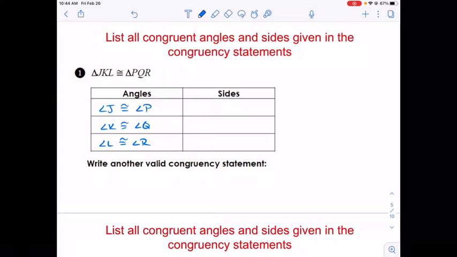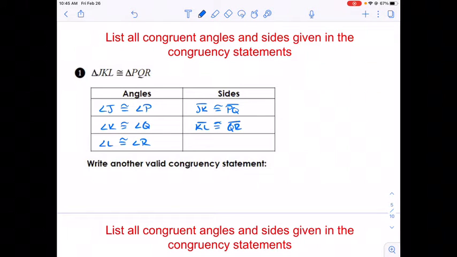Now the sides, just like before, we can take the first 2 letters, so JK is going to be congruent to the first 2, which is PQ. And then the last 2, KL, congruent to QR. And it's important that we list these in the right order. You don't want to say RQ, you want to say QR, because that lets us know that Q matches up with K and R matches up with L. And the last one is going to be the first and the third, which is JL, and it's going to match up with the first and the third, which is PR. So by writing these statements in this order, it lets us know what parts match up with what.